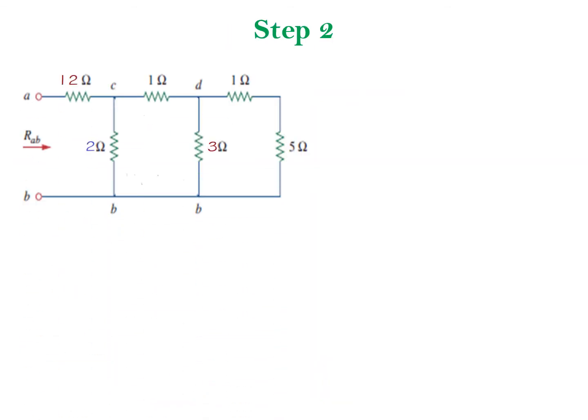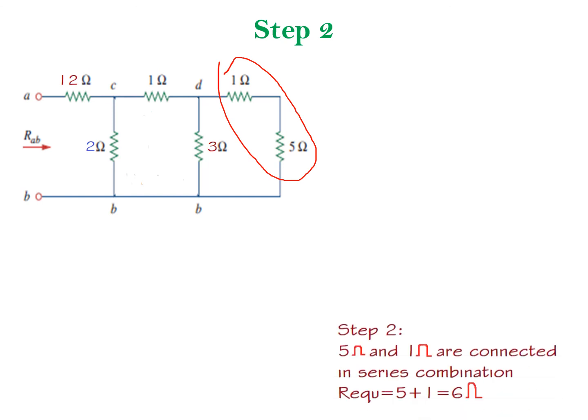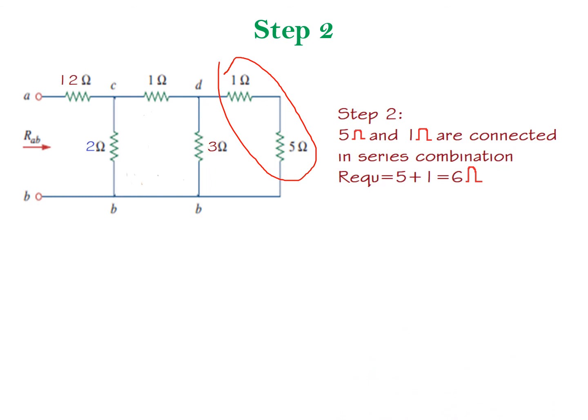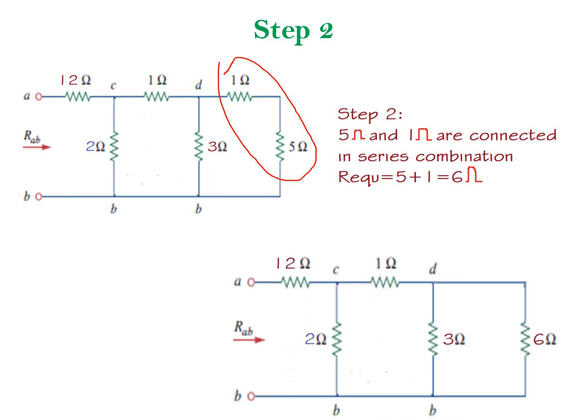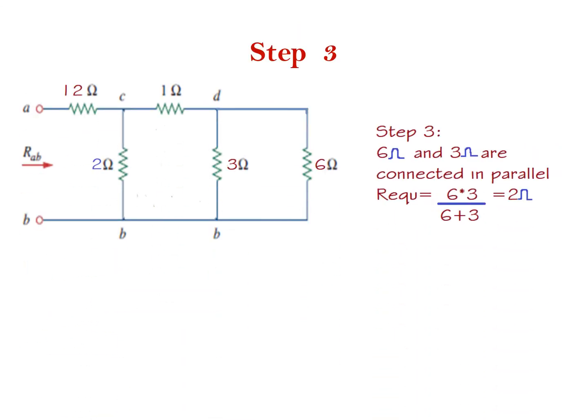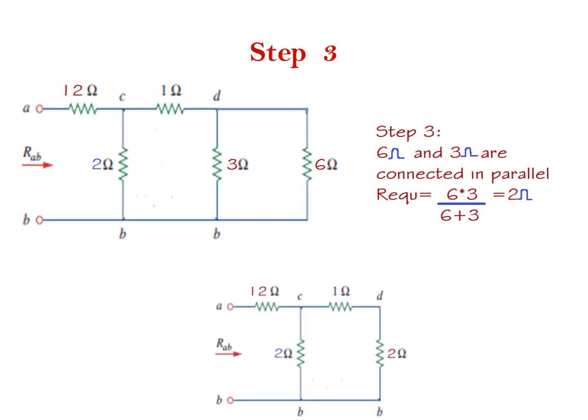Next network: 1 and 5 are connected in series, and that is connected in parallel with 3 ohm. 5 plus 1, 6 ohm. Next, see, this 3 ohm and 6 ohm are connected in parallel. Now we get 2 ohm. This is the reduced network.